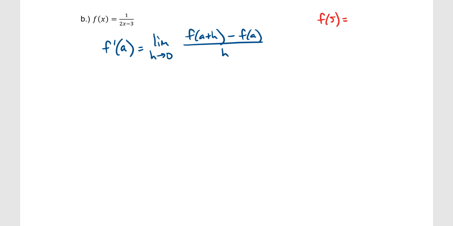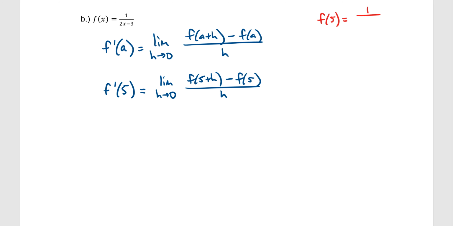And actually, let me write down what we're actually doing first. Let's plug in a 5 everywhere there's an a. And we get that form. So we're finding f of 5. We plug in a 5 into the function. That's 1 over 2 times 5 minus 3. That gives us 10 minus 3, so 1 over 7 for that denominator.